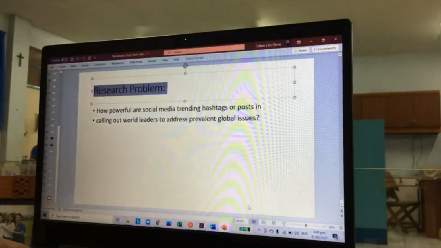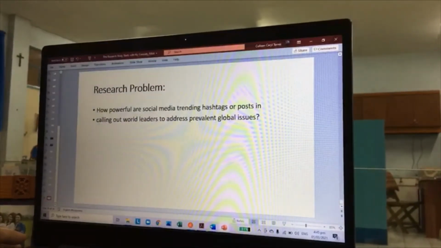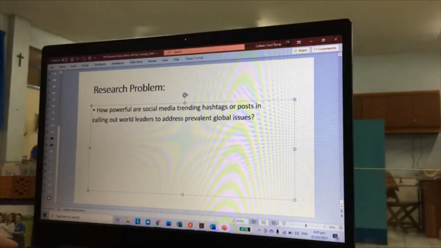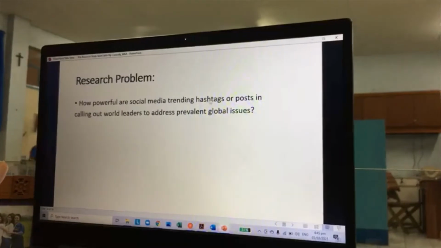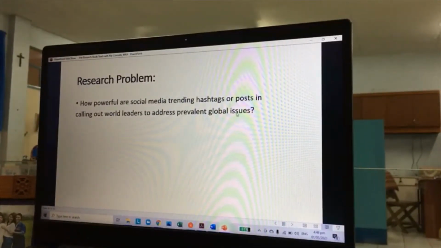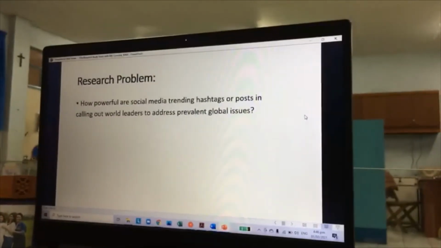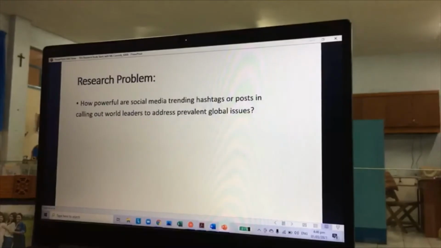So, this is an example of a research problem. How powerful are social media trending hashtags? Ang atong gina-lantaw kay hashtag o post. So this is the focus of the research: hashtags or posts in calling out world leaders to address prevalent global issues. Let's say more siya pang IT nga research, pero masumay gihapon siya kay it's connected to politics na. So, how powerful are social media trending hashtags or posts in calling out world leaders to address prevalent global issues?